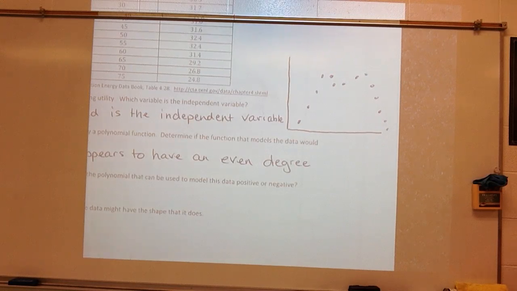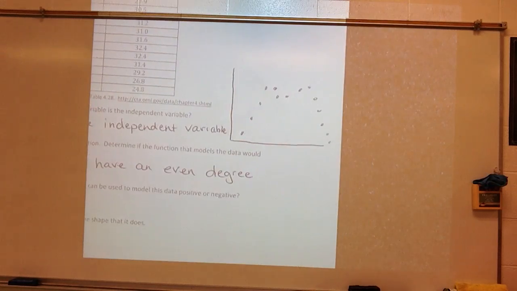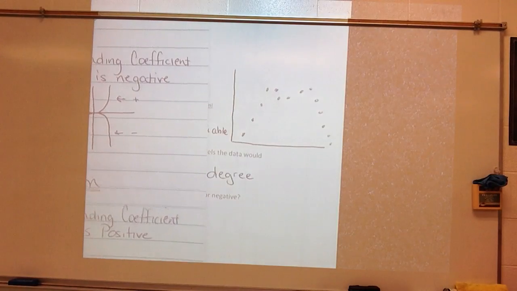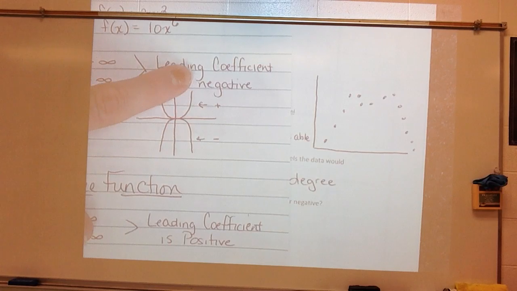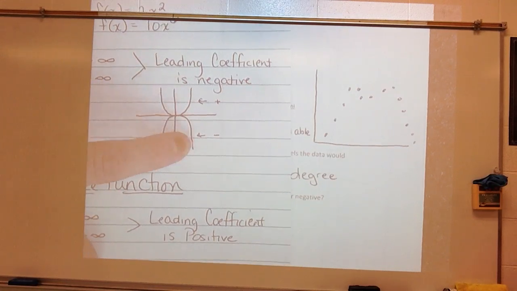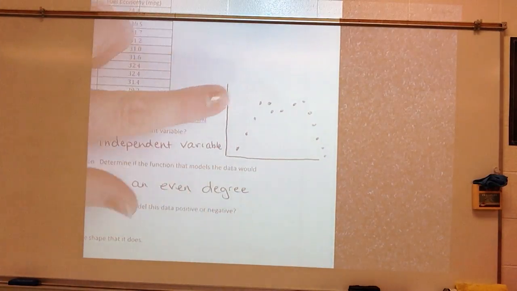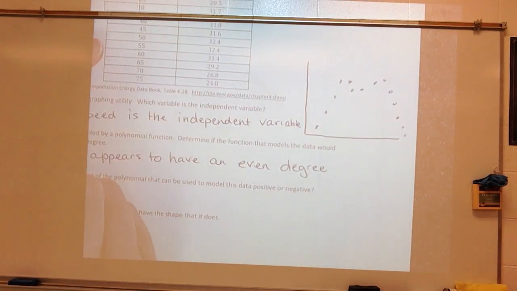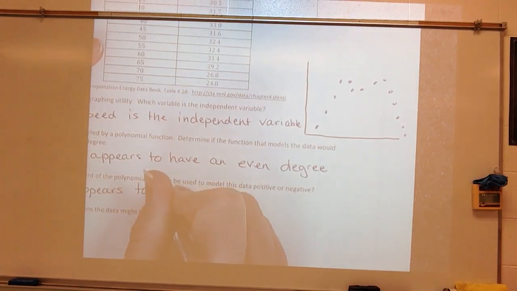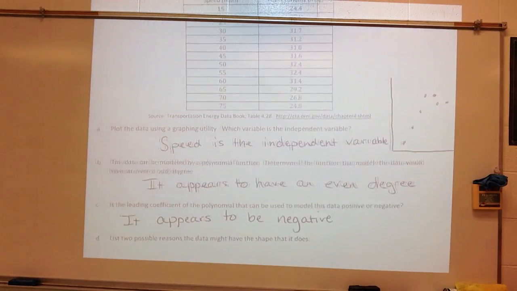Is the leading coefficient of the polynomial that can be used to model this data positive or negative? Well, look at this. If it were positive, the U would go up. If it's negative, the U would go down. So look at the shape of my U. It looks like it's going to be negative, due to the shape of the graph.